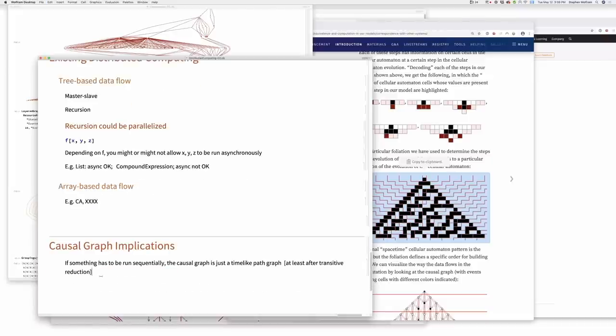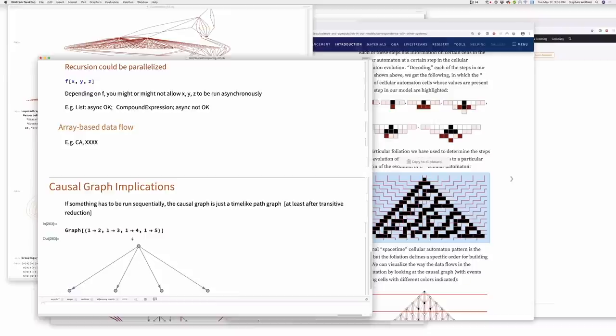Okay, so that's what it means to have to be run sequentially, right? If everything can be run in parallel, then the next case is, if you have a list and everything can be run in parallel, your graph is just something that says one goes to two, one goes to three, one goes to four, one goes to five, and that's your causal graph, basically.